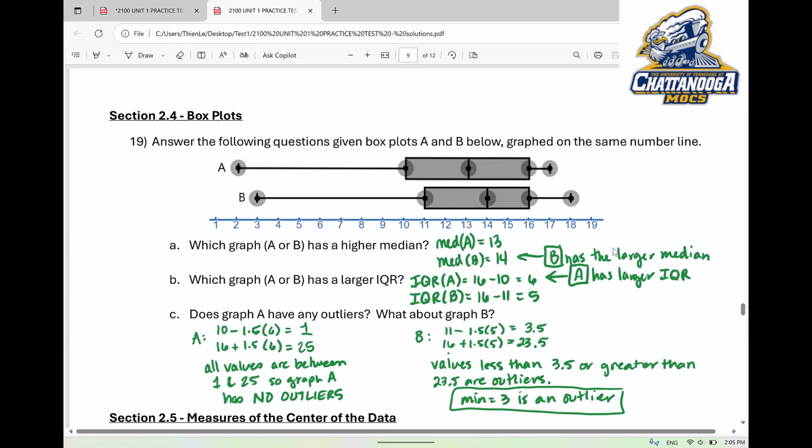The same for plot B, right? You can also see the cutoff range, which is Q1 subtract 1.5 times IQR, for plot B, which is 3.5. So anything less than 3.5, or bigger than Q3 plus 1.5 IQR, which is bigger than 23.5. So in this case, you have at least one value, the minimum, that is an outlier. You may have more, but at least the minimum value is an outlier.